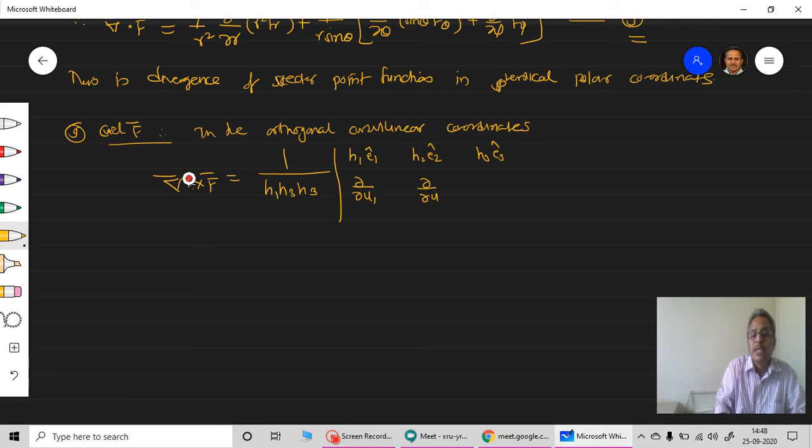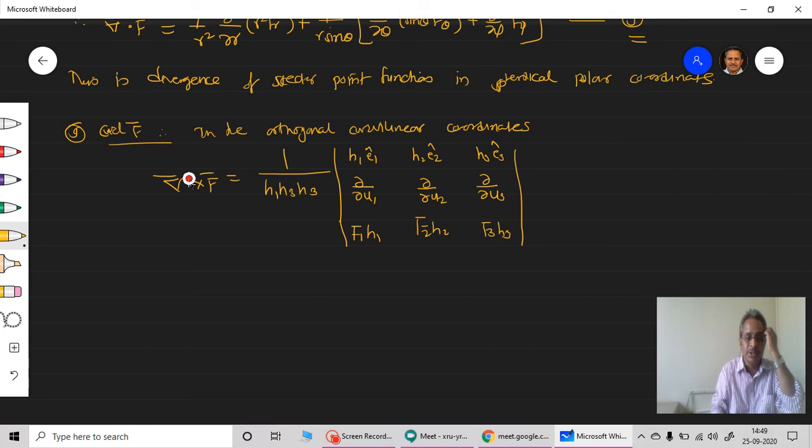partial differentiation with the second parameter, partial differentiation with the third parameter del u3, and the last row is f1 h1, f2 h2, and third is f3 h3. And remember, we have already known everything of this. u1 u2 u3 are known, h1 h2 h3 are known, e1 cap e2 cap e3 cap are known, f1 f2 f3 are also known. So using this I'll get, therefore, del cross f bar here for spherical polar coordinate system is again a product of 1 into r into r sin theta, so it becomes r square into sin theta outside of this.